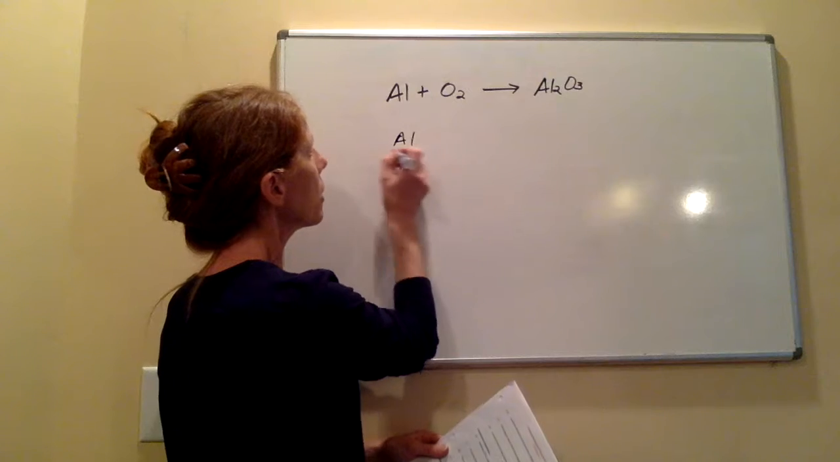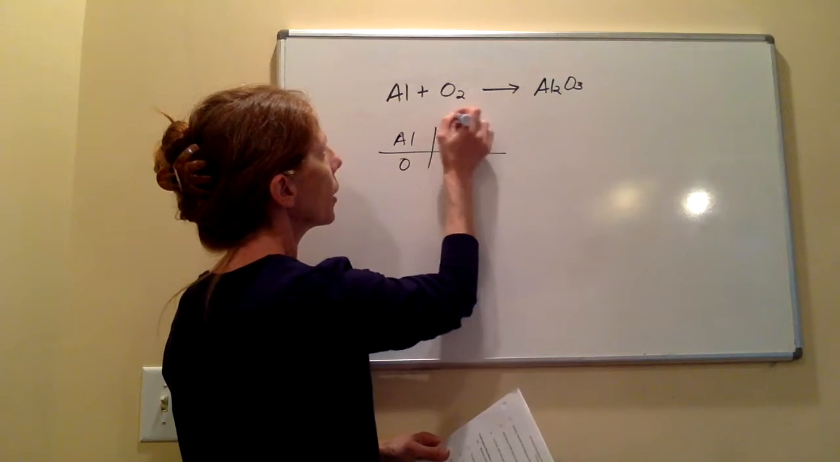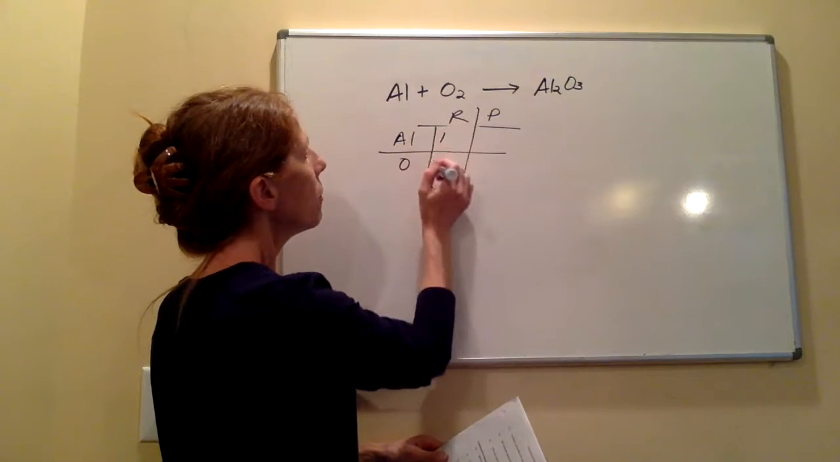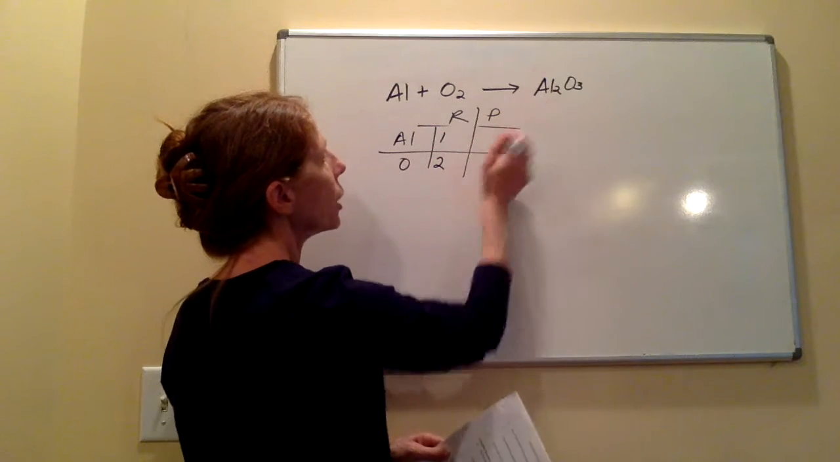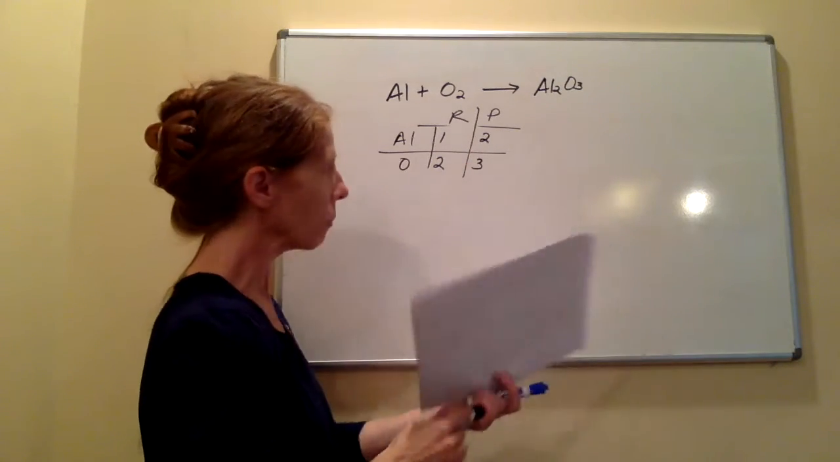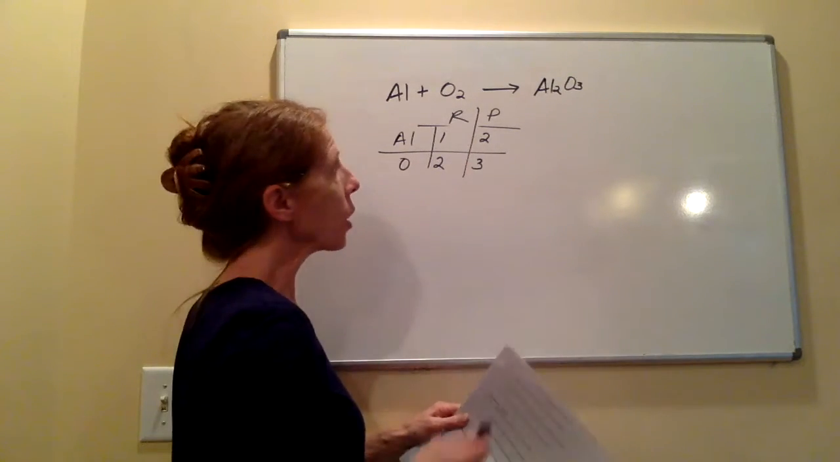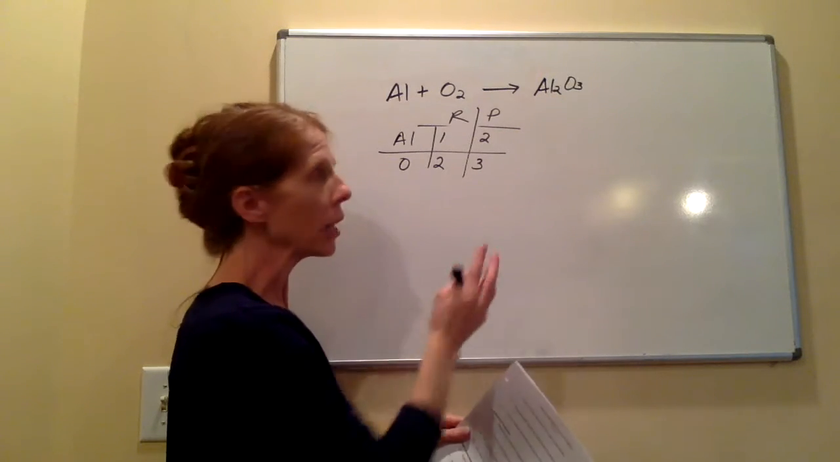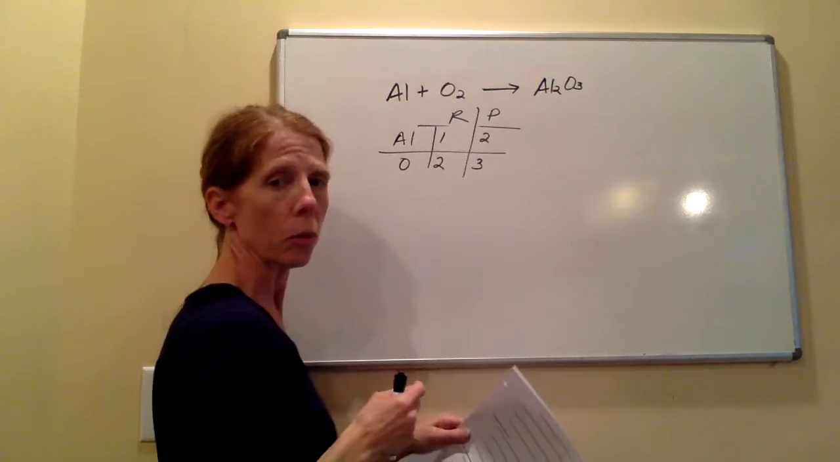It's simply aluminum and oxygen, reactants, products. Let's balance it. I have 1 aluminum, I have 2 oxygens. Over here I have 3 oxygens and 2 aluminums. Now, we know we're going to have at least 2 aluminums, right? Because we can't lose any. So if we end up with 2, we at least started with 2.